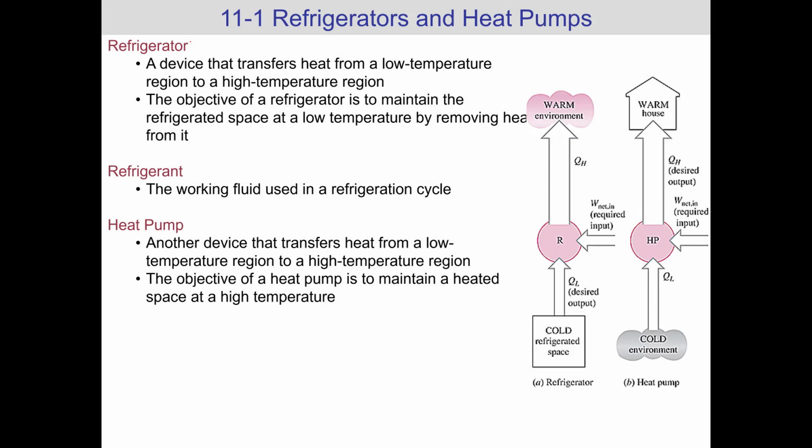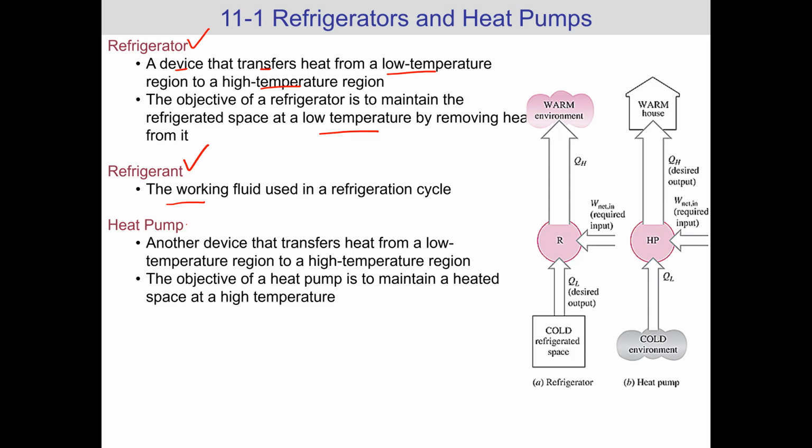In this chapter, we're going to be looking at refrigerators. A refrigerator is a device that transfers heat from a low temperature region to a high temperature region. The objective of a refrigerator is to maintain the refrigerated space at a low temperature by removing heat from it. In a refrigeration cycle, the working fluid used is refrigerant.